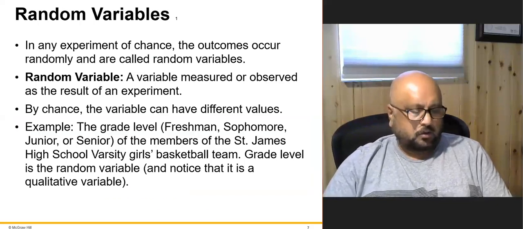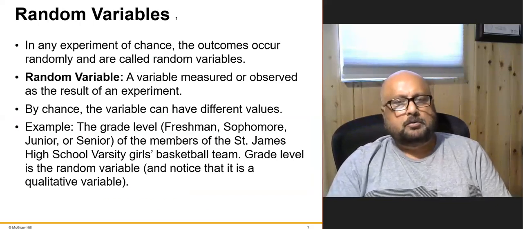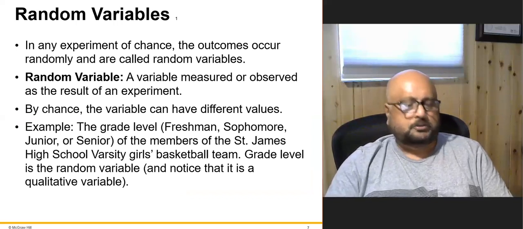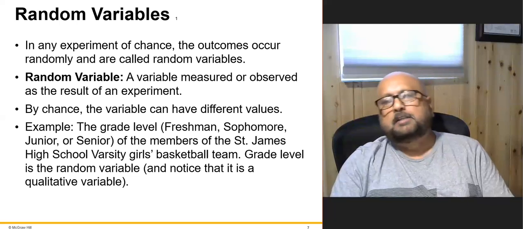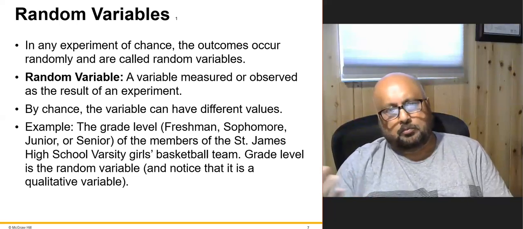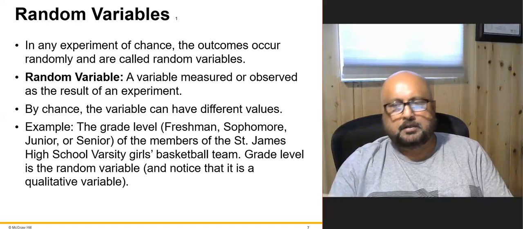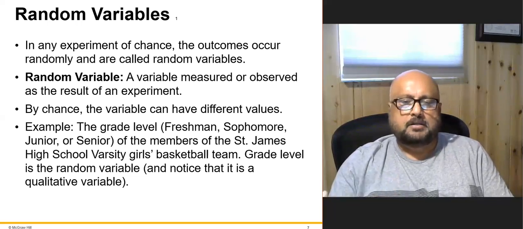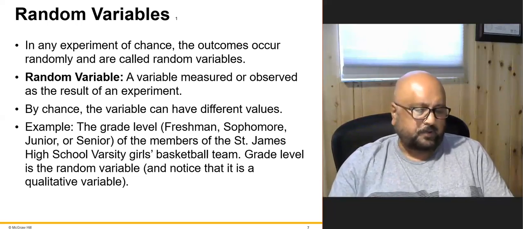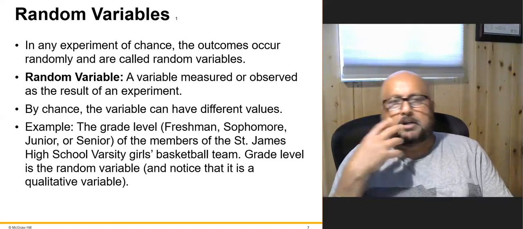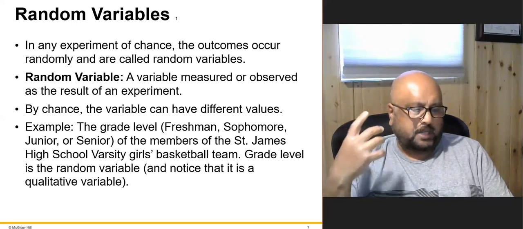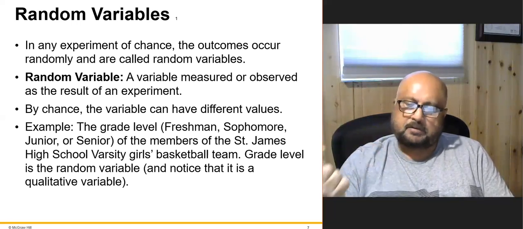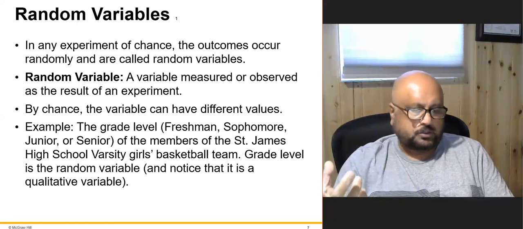All right. So random variables. What are random variables? Random variables are the values that result from random experiments. So tossing a coin, what is that? That is a random experiment, right? And random variables are of 2 types. One type is a discrete random variable. The other type is a continuous random variable.